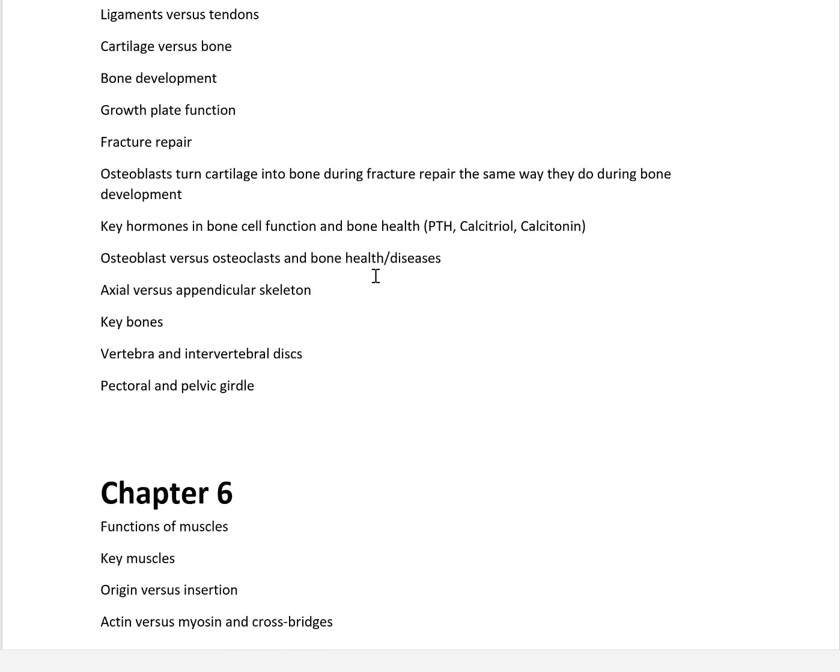Osteoblasts versus osteoclasts and bone health and diseases. If you have plenty of calcium in your diet and you're very physically active, because your body's not going to build bone it doesn't need, that's why weight-bearing exercises and resistance exercises are so important. If you have more osteoblast function than osteoclast function, your bones are getting bigger and stronger and healthier.